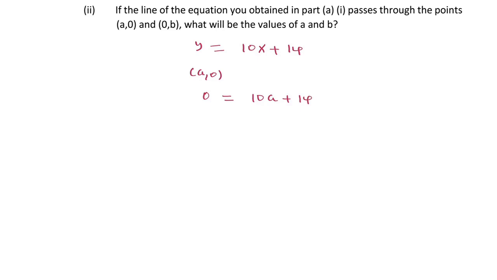Okay, so let us now rearrange this equation. Then we are having 10a equals negative 14. Let us now divide by 10 both sides. Then we are having a equals negative 14 over 10, of which, simplifying this, we are having negative 1.4.